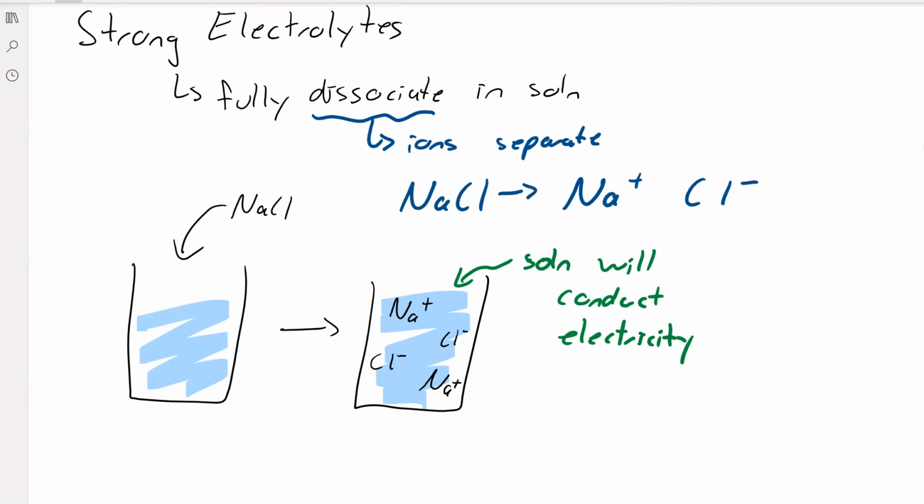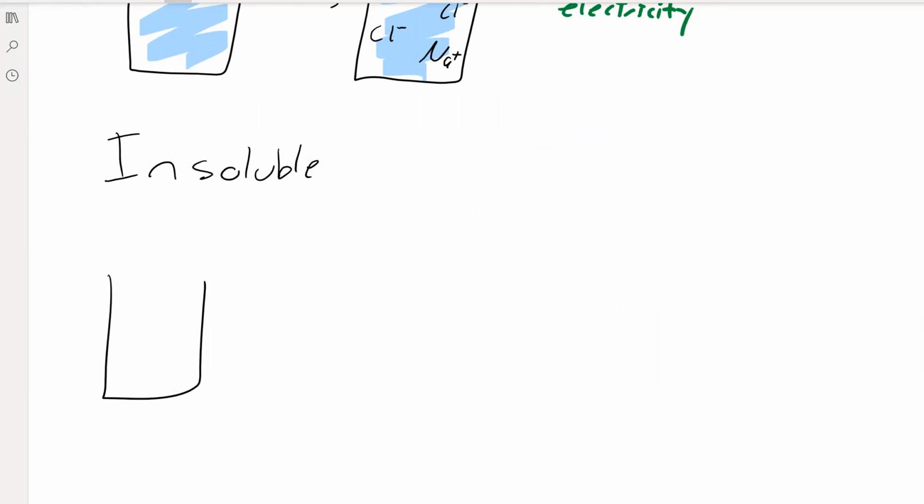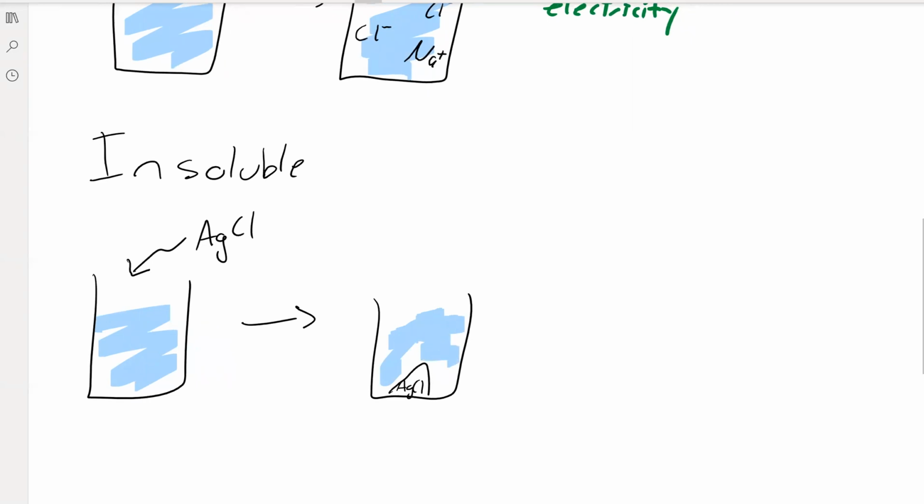So strong electrolytes will fully dissolve. And then if a compound is insoluble, it won't dissolve. So for example, if we had a cup of water and then we tried to toss in some silver chloride, some AgCl, that AgCl would just clump down on the bottom and it would not dissolve at all. We just have a solid down on the bottom of our cup of water.